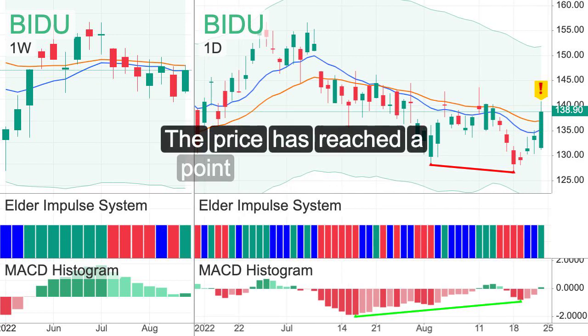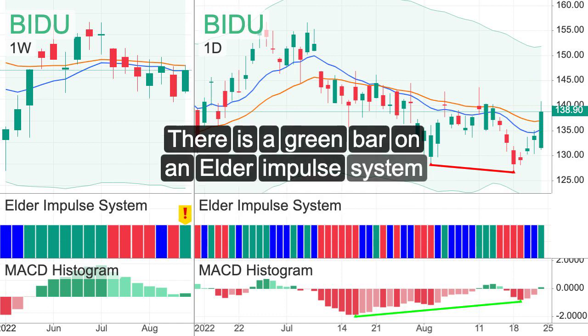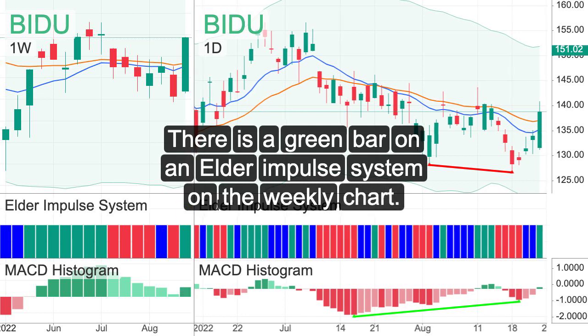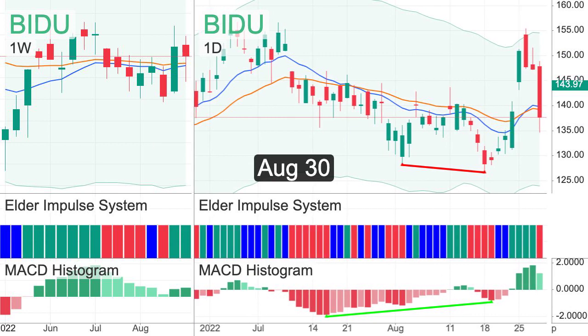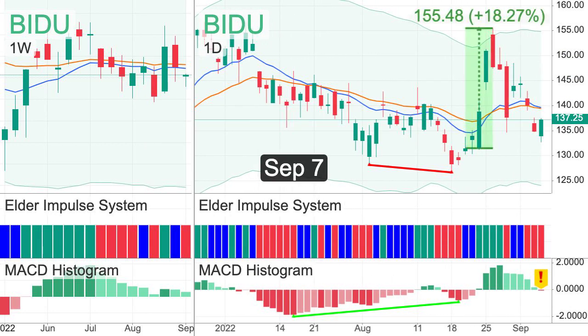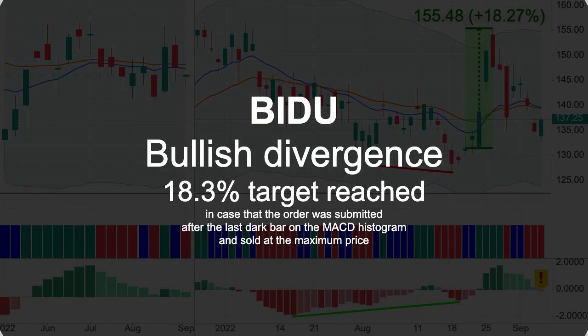The price has reached a point above the value zone. There is a green bar on an Elder impulse system on the weekly chart. Fast EMA crossed slow EMA. MACD histogram crossed the zero line. 18.3% target reached.